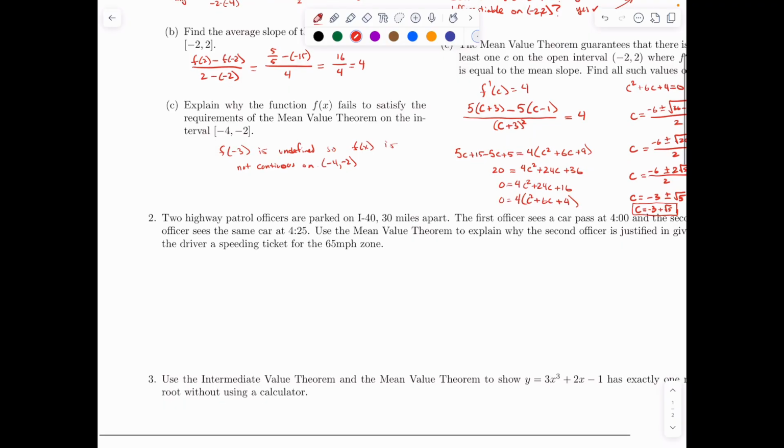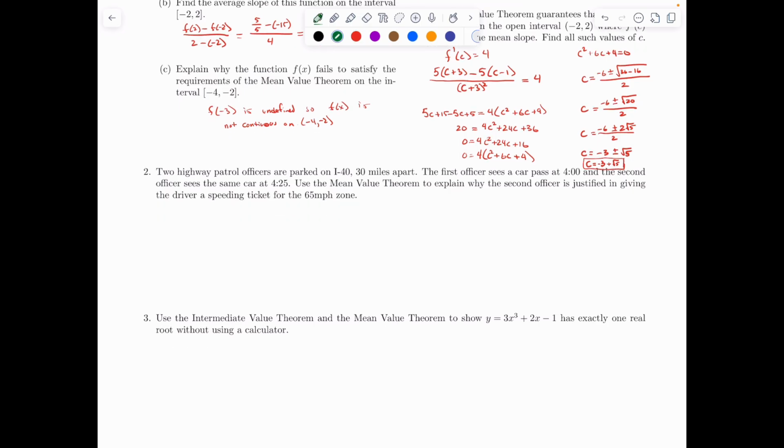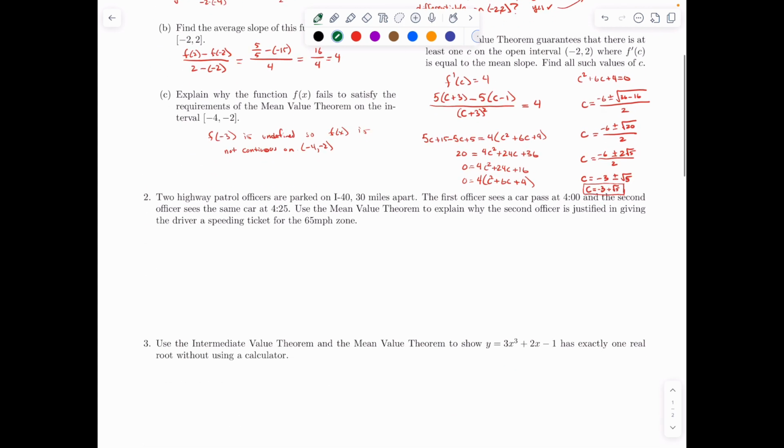All right, let's take a look at this one, number 2. This one's a pretty straightforward problem, similar to what we did in class. So we have these two police officers parked 30 miles apart. And so basically this person has traveled 30 miles in 25 minutes. And so we just have to convert this to miles per hour so that it matches the, so this is the average speed.